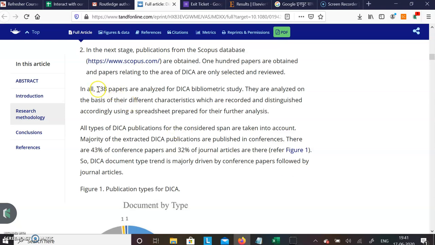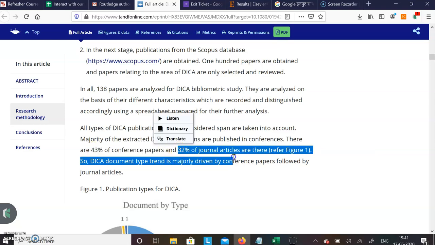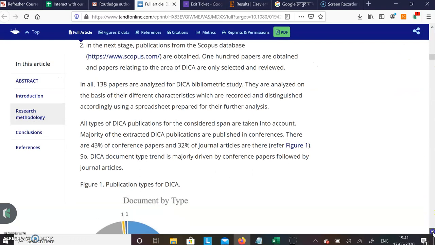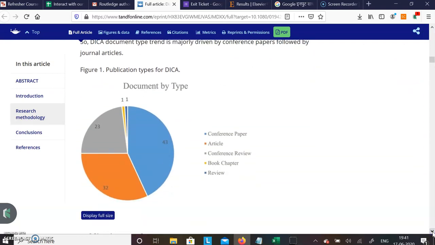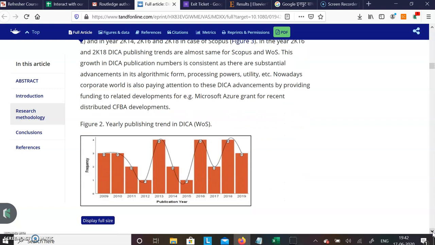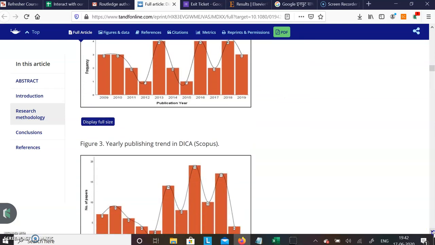We found only 138 papers published to date on distributed incremental clustering algorithms, of which 43% were conference papers and 32% were journal papers, as visible in this diagram. Here is the diagram showing how many conference papers, articles and journals there were, and the publication trends from 2009 to 2019 are shown in figure 2, which is in front of you. This is the frequency of publication.